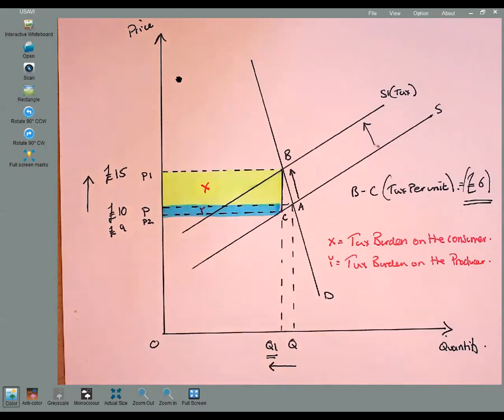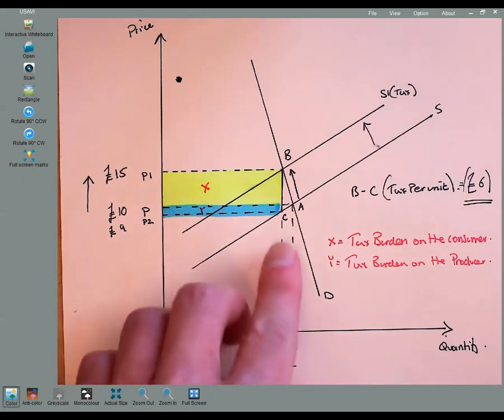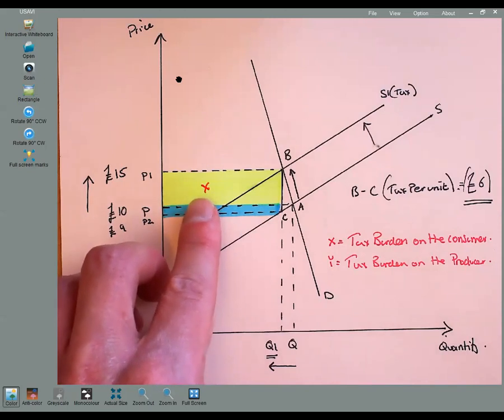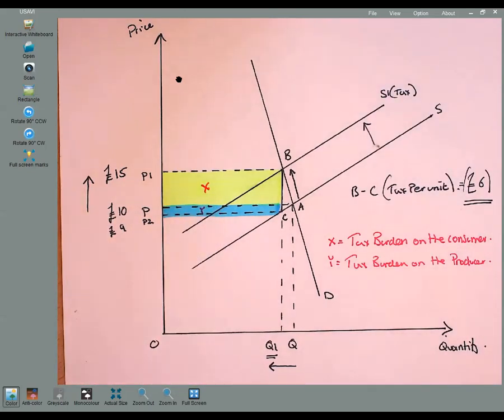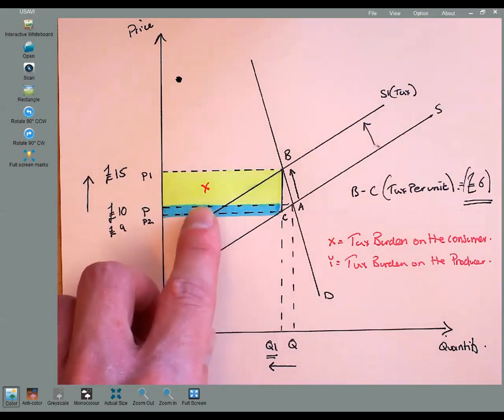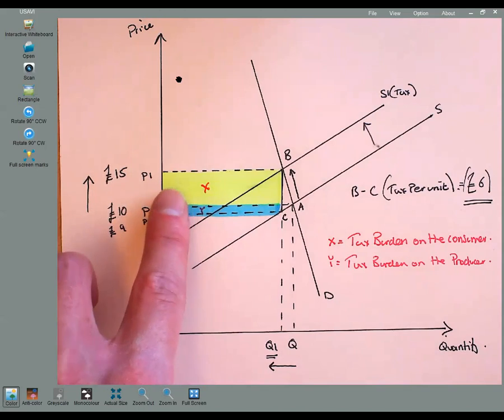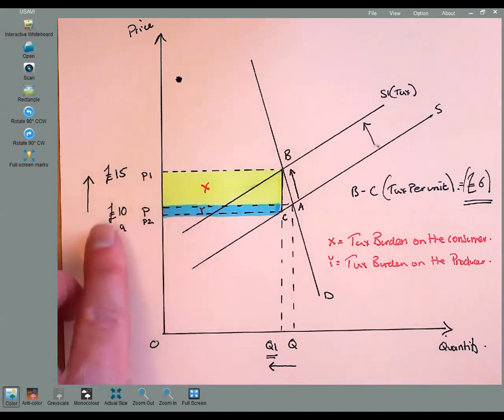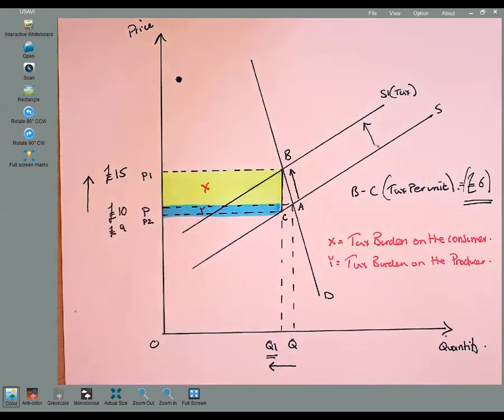Now, if you draw conclusions from this, or certainly the conclusions that I would like you to draw, you can see that because the good is inelastic, we've actually experienced quite an increase in price from 10 up to 15, but quantity has only fallen slightly from Q to Q1. Because the good is inelastic, the consumer is hit the hardest with the tax. The consumer pays the greater burden of tax. So the tax per unit that's paid by the consumer is 15 minus 10, which is £5. The tax per unit paid by the producer is 10 minus 9, which is only £1. So because of the good being inelastic, the consumer pays the greater burden of tax.